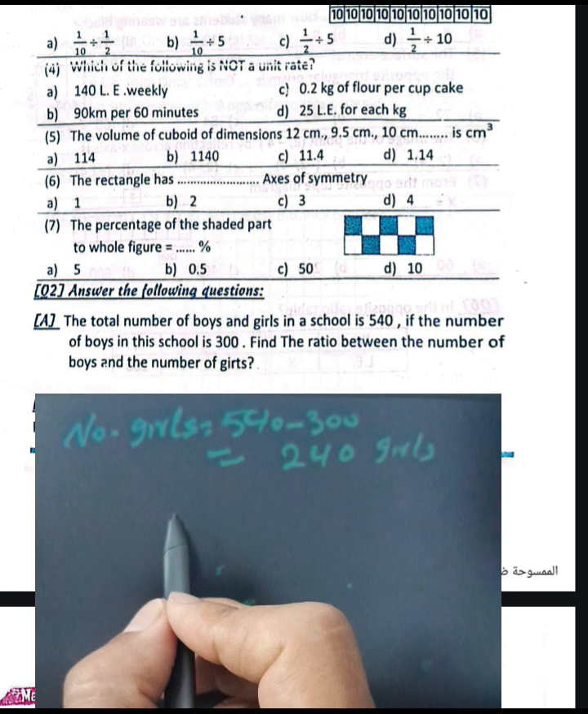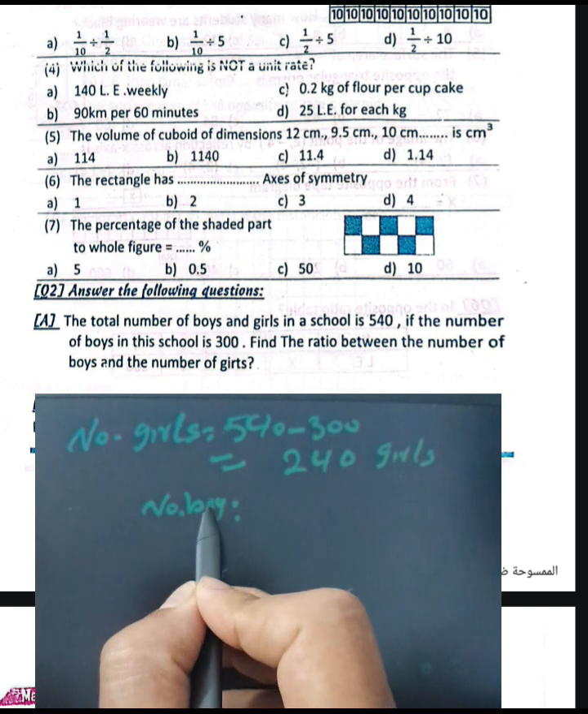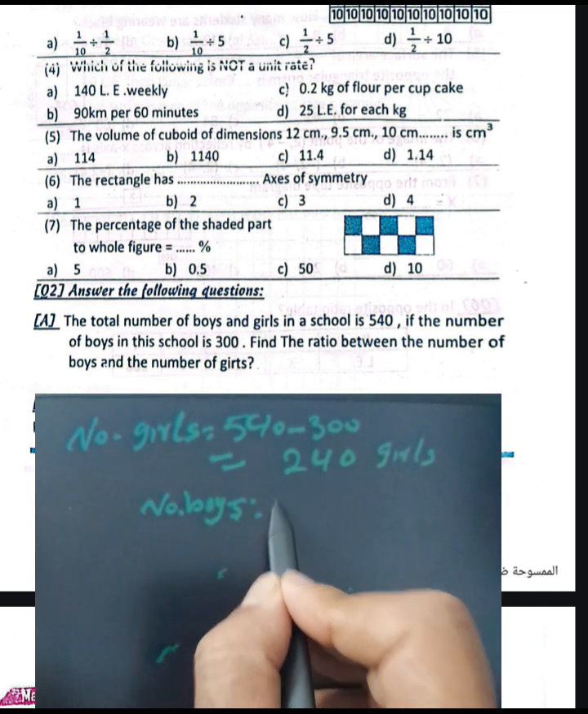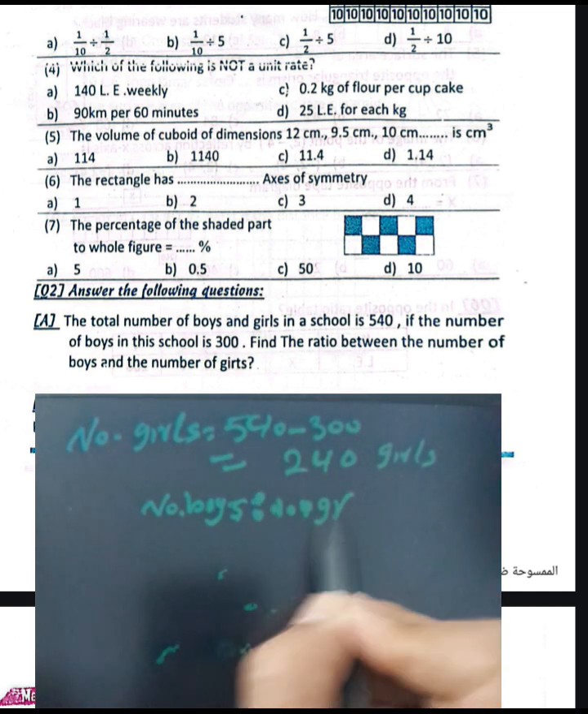Then we want to find the ratio between the number of boys to the number of girls. The number of boys to the number of girls.